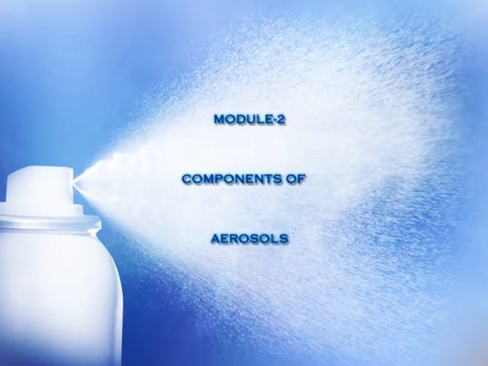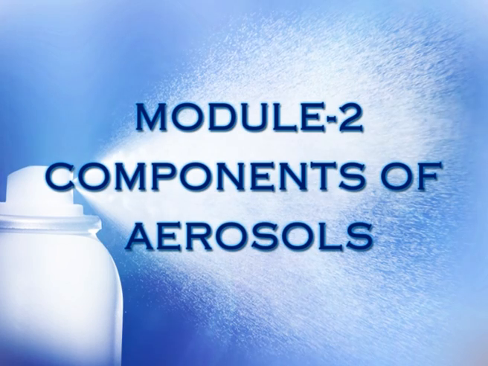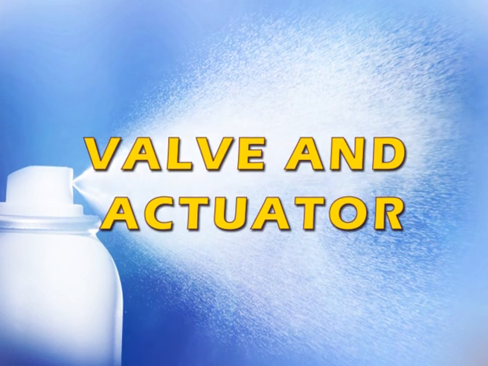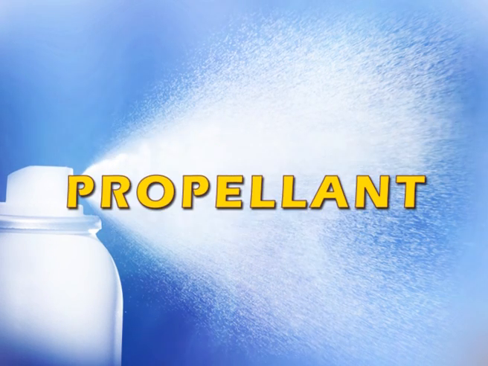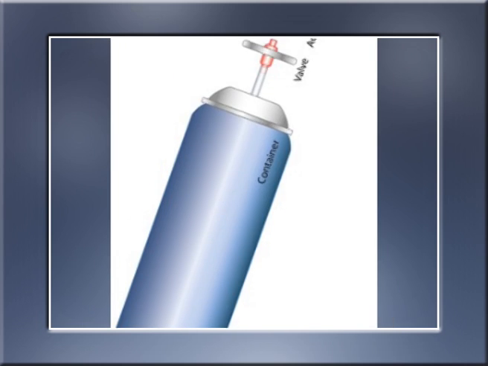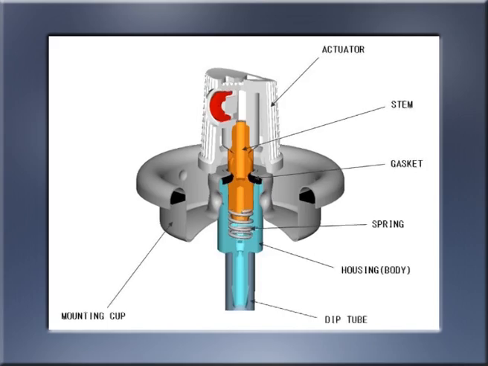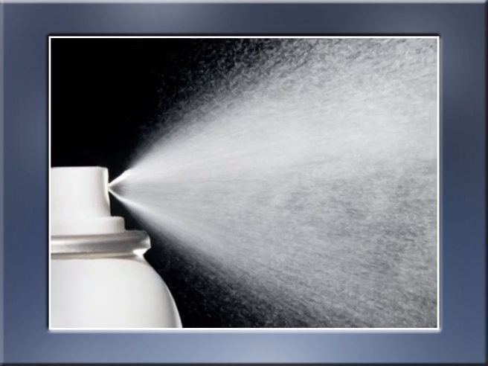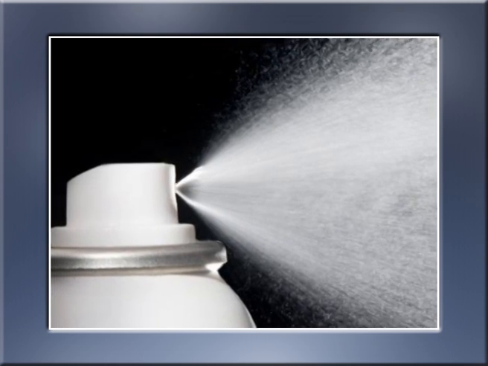Now move towards module 2, that is components of aerosols. An aerosol product consists of the following components: propellant, container, valve and actuator, and product concentrate. Now what is propellant? Propellant is mainly responsible for developing the proper pressure within the container and expels the content when the valve is opened and aids in the atomization or foam formation of the product.